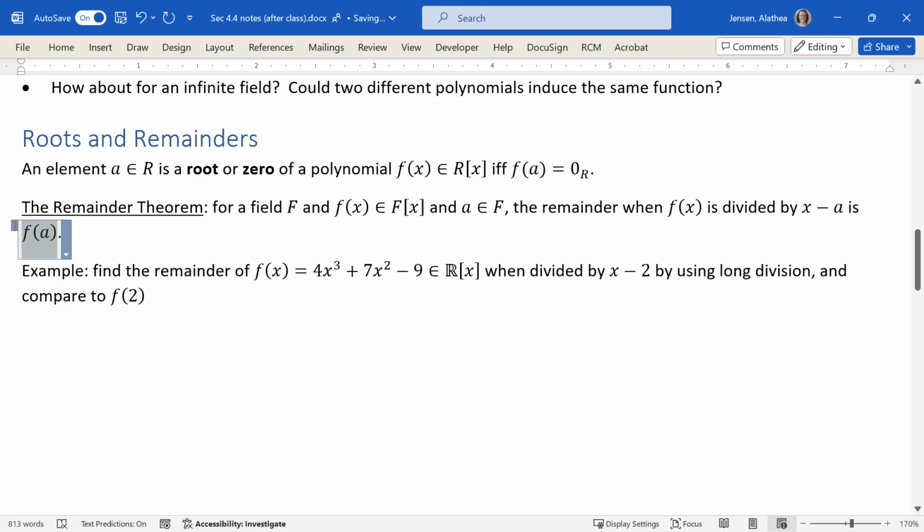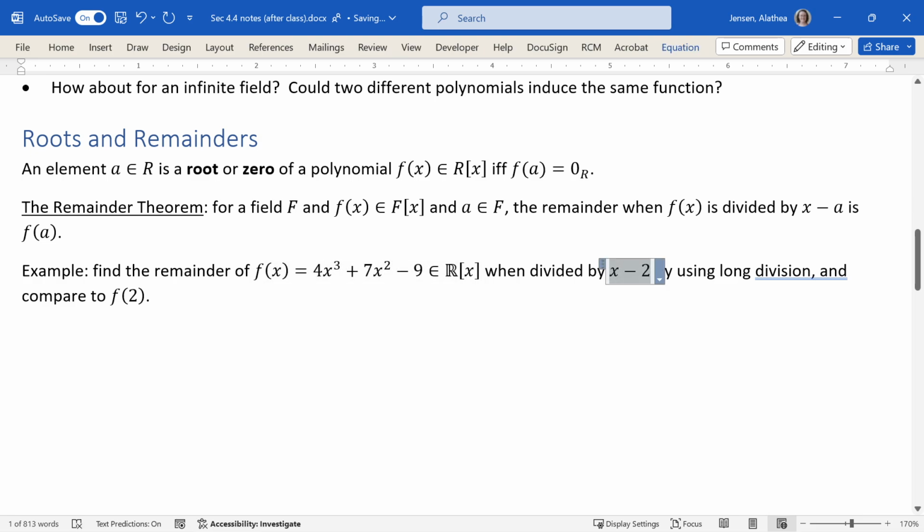So this is kind of interesting. When you do polynomial long division of a function by this linear factor x minus a, you actually get f(a). It's kind of surprising, but you'll see why it's the case in a second. But just to do an example right here to see what this theorem is saying, let's go ahead and find the remainder of this function when divided by x minus 2.